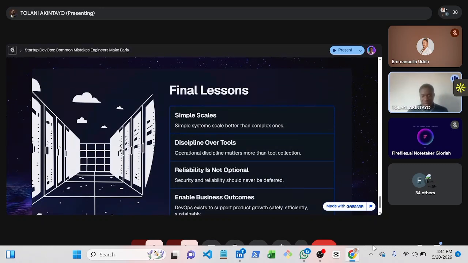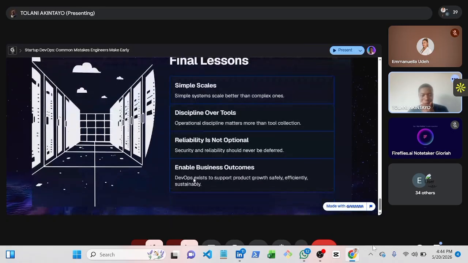Reliability is not an option either. Your system should be reliable. That's one of the ways that users trust you. Is this system reliable? Can I come anytime to carry out an operation on this platform and get a response? This is very important.